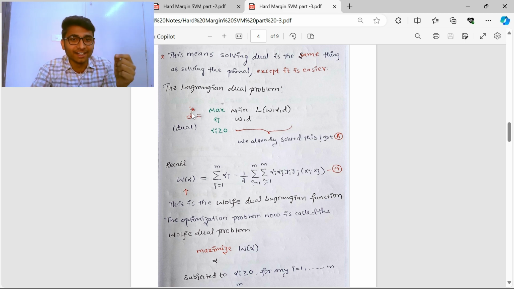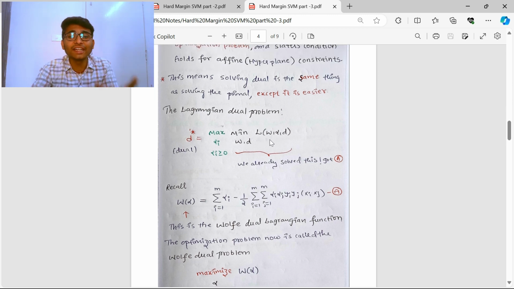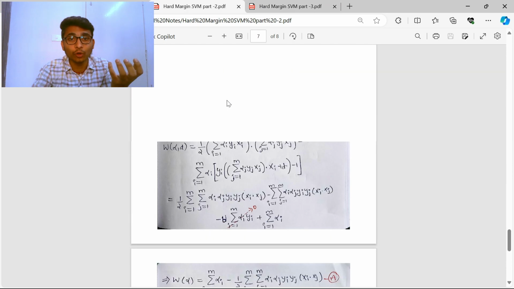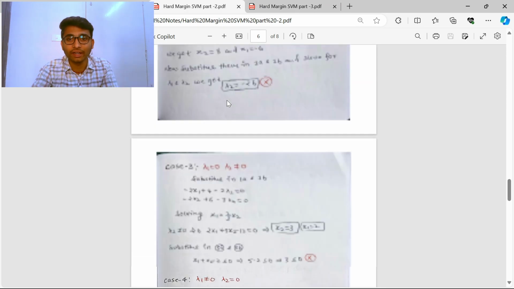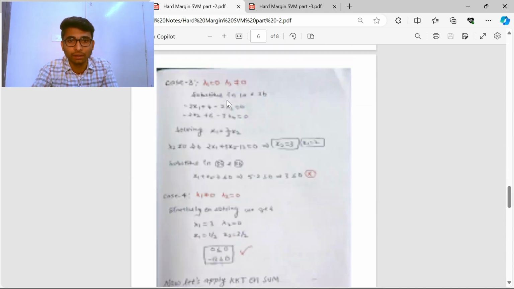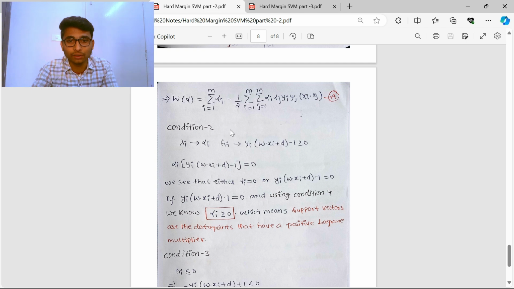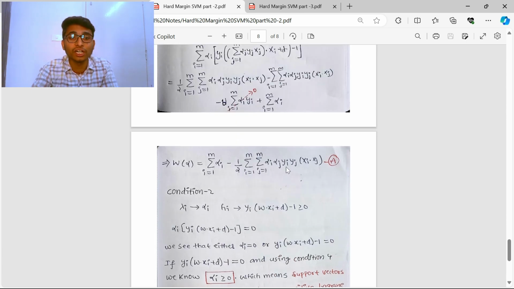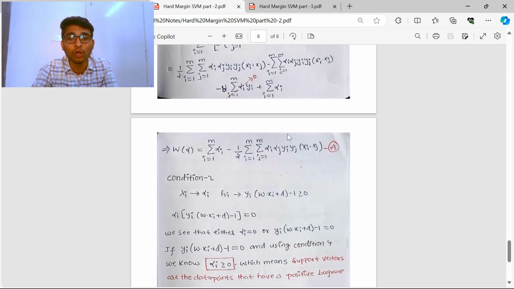See, we already solved this. Now see, d star, the dual problem, maximization over alpha, minimum over w comma d. We are minimizing this. This is our Lagrangian function, right? Before we solved this and we got a. I showed you before. See, this is our A. Wait, let me show you. See, this is our A. We substituted W in the Lagrange function and we got this W of alpha.